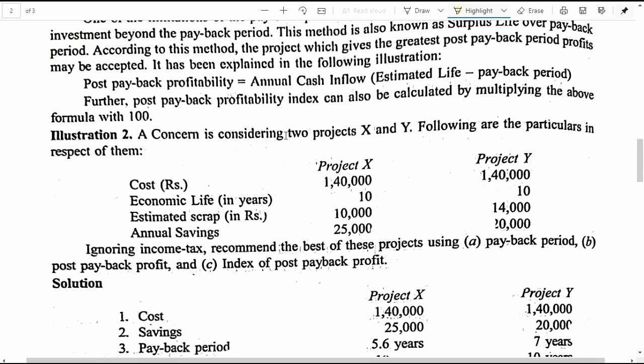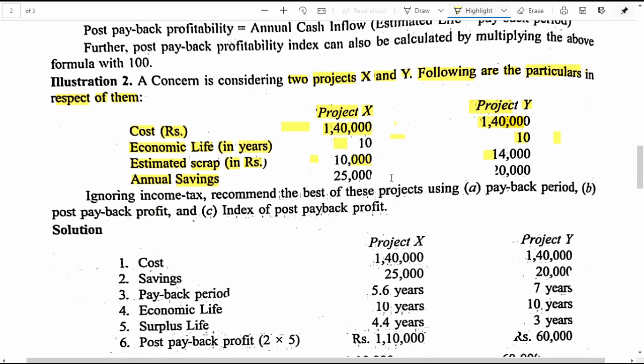A concern is considering two projects X and Y. Following are the particulars in respect of them. The projects are named Project X and Project Y. The cost of Project X is 1,40,000. And the cost of project Y is also 1,40,000. Economic life in years for X is 10 years, for Y it is 10 years. Estimated scrap value for X is 10,000, for Y it is 14,000. Annual savings of X is 25,000, and 20,000 for project Y.